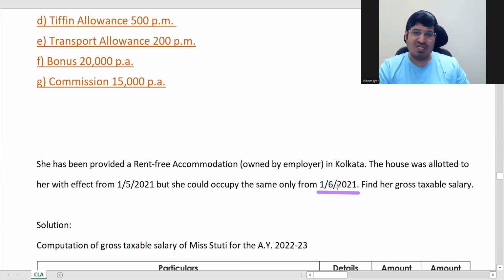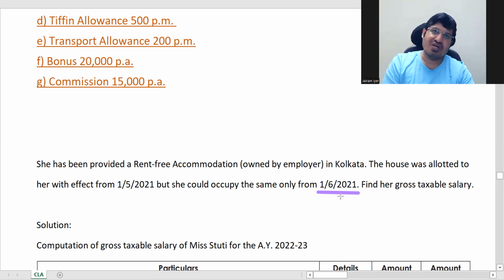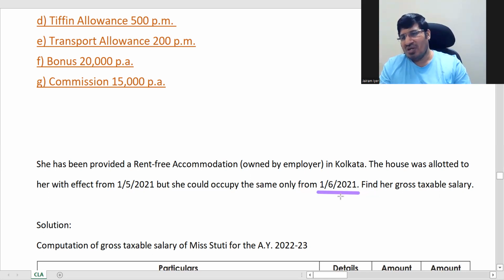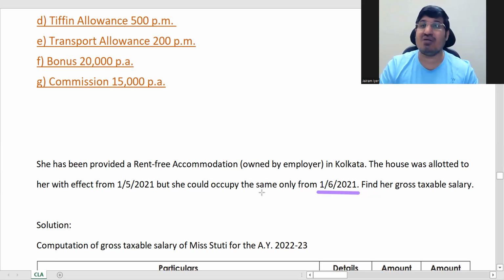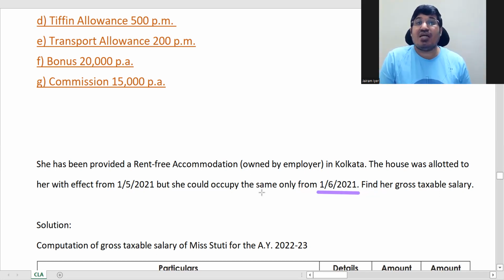In perquisites, when you are not using it, it will not be taxable. Just think, the employer has allotted you some place far away. Employer says, I'm giving this to you, you can use it if you want. But you don't have time, you never went there. So should you be charged tax for that? No, correct? So in perquisite the person must have used it. Remember, it must result in personal advantage.